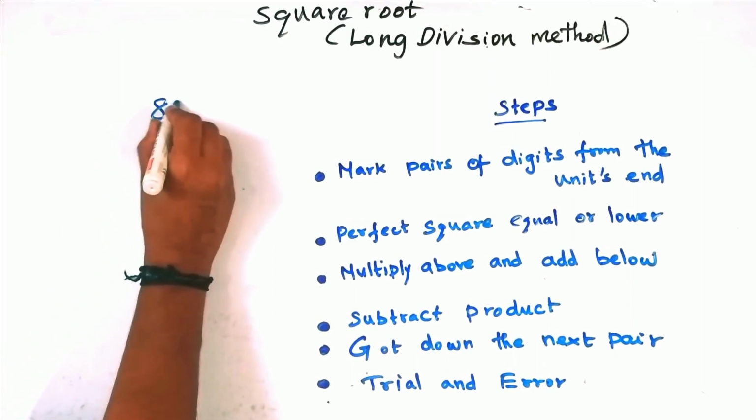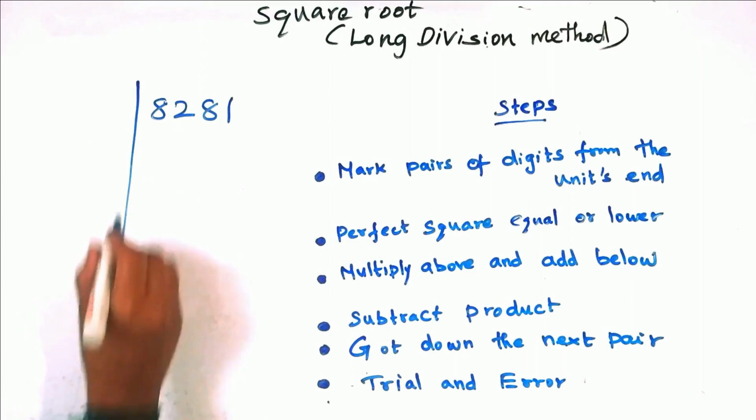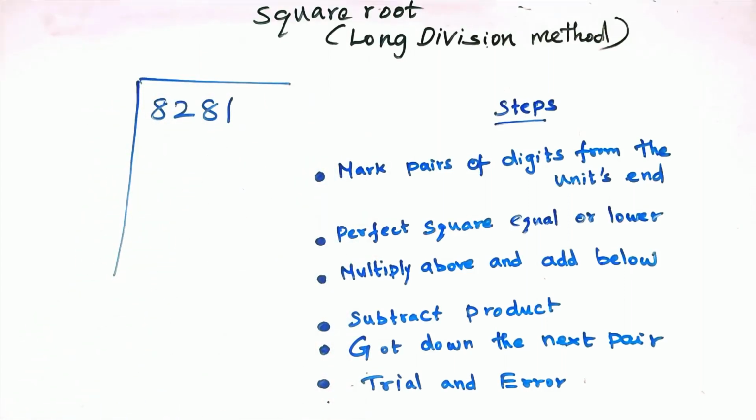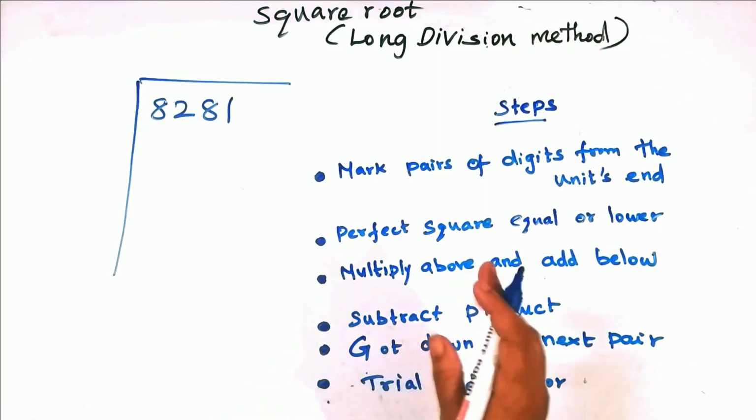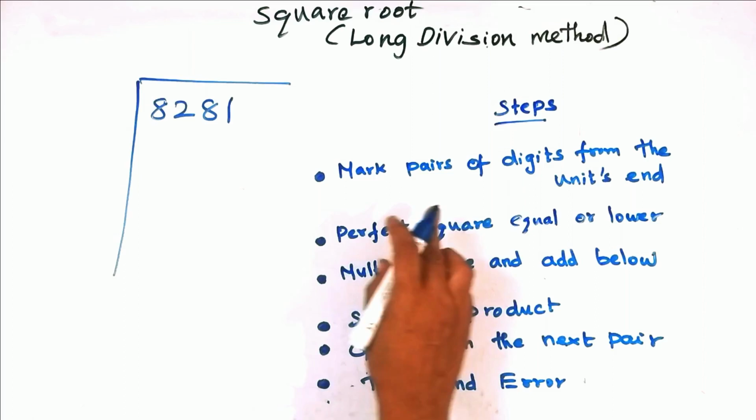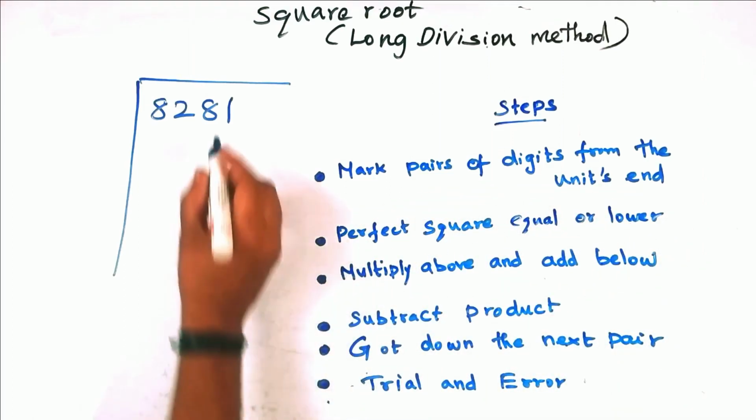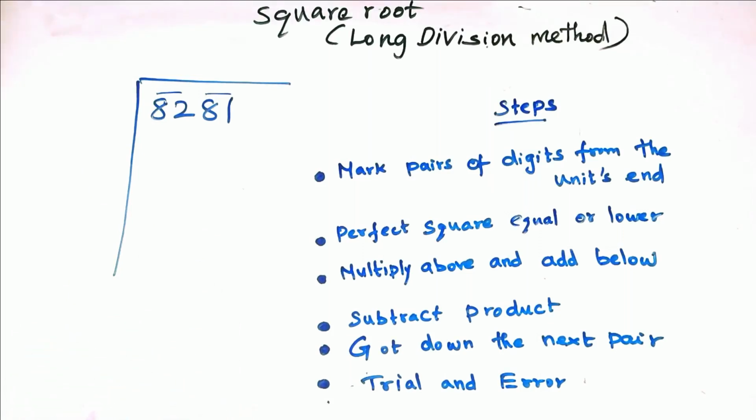Look at the number 8281. The first thing we need to do is draw a line like this. I have written some steps here. I will explain them to you one by one. The first step: mark pairs of digits from the unit's end. This is the unit place. I have marked the pairs.